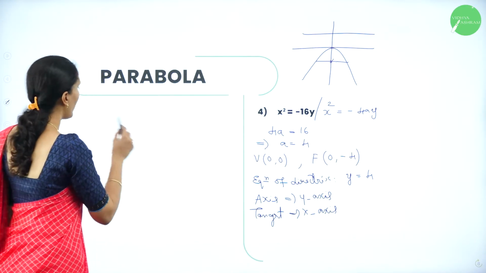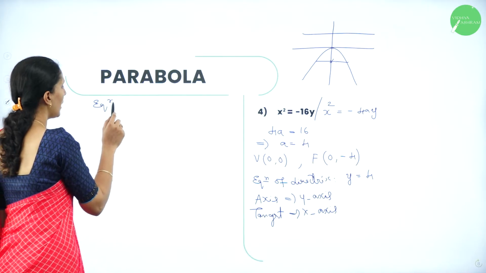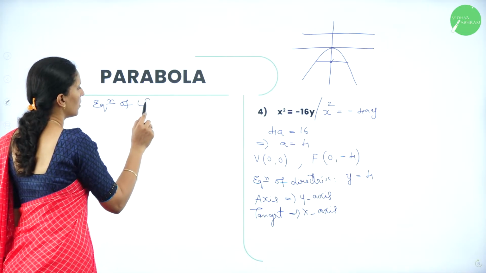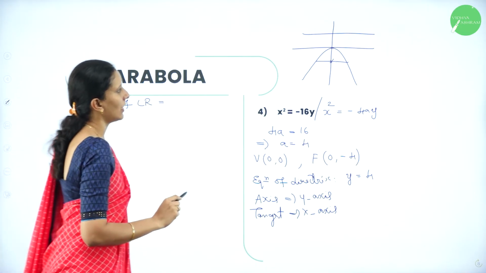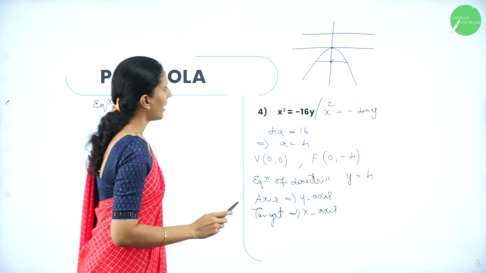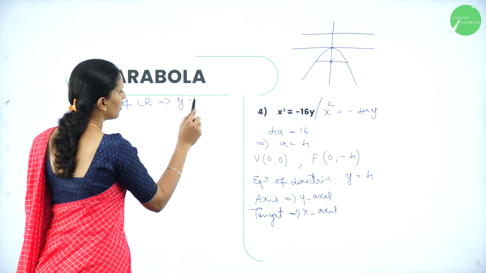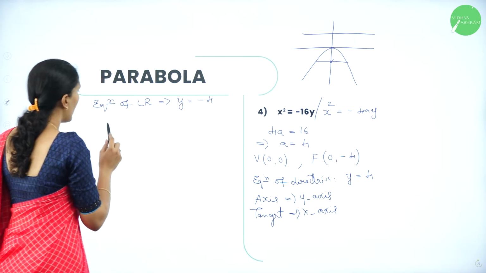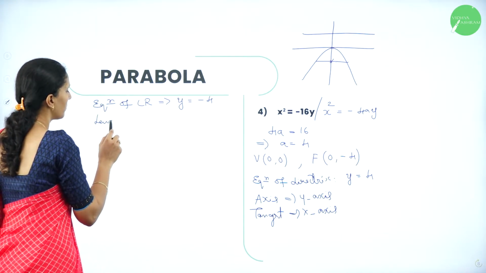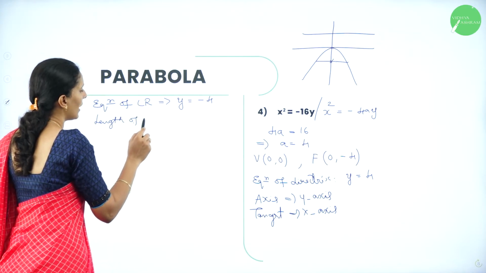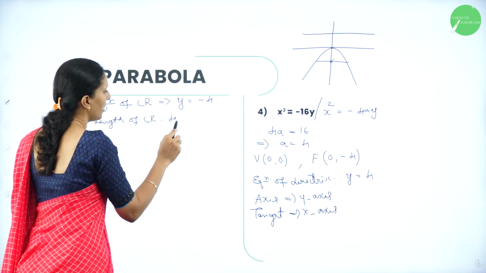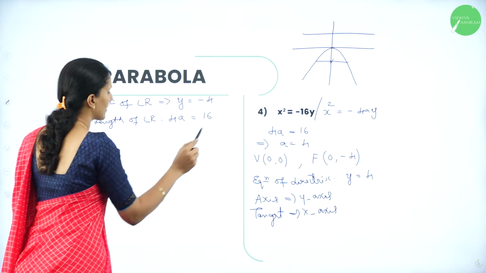Next we will write the equation of latus rectum. The latus rectum lies here and is parallel to the x-axis. Therefore it is y is equal to minus 4. Next we have the length. Length of latus rectum is 4a, which is equal to 16.